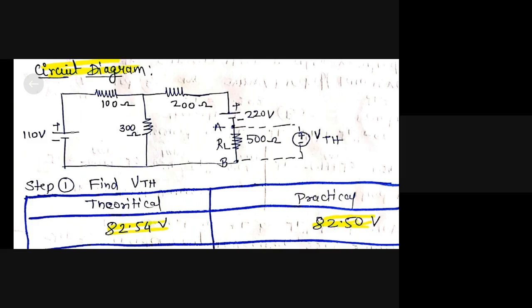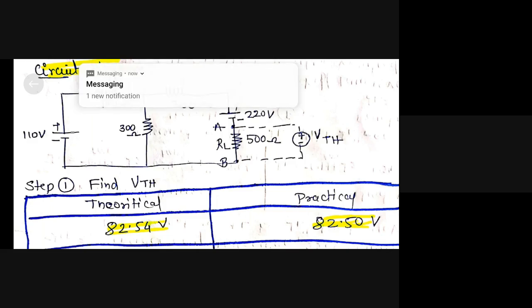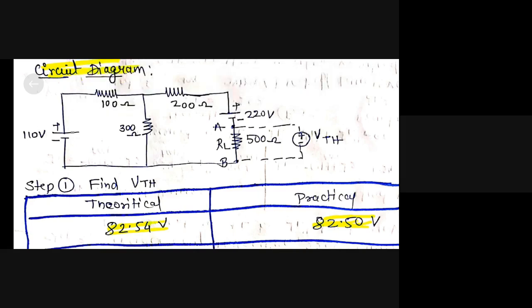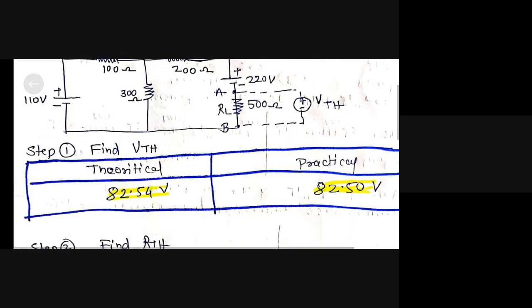While calculating VTH theoretically, we removed the load resistance from the circuit. Points A and B are opened and we measured the voltage across points A and B. We assumed that an imaginary voltage source is present between points A and B, let that voltage source be VTH, and we calculated the value of VTH theoretically, and got 82.54 volts.